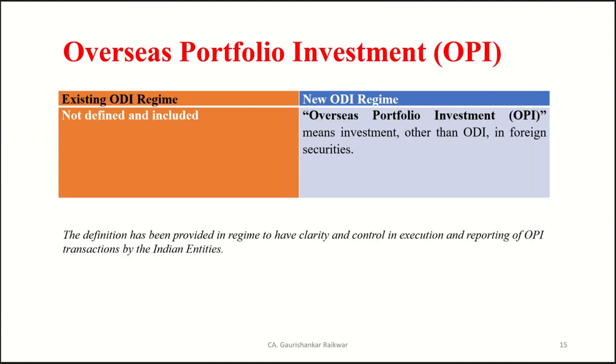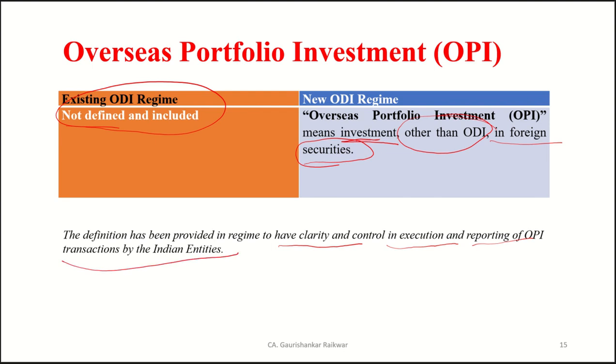Now the overseas portfolio investment. Earlier it was not defined. But now overseas portfolio investment means investment other than ODI. We have seen the definition of ODI and foreign security. So anything other than ODI will be treated as overseas portfolio investment. The definition has been provided in the regime to have clarity and control over execution and reporting of OPI transactions by Indian entities.